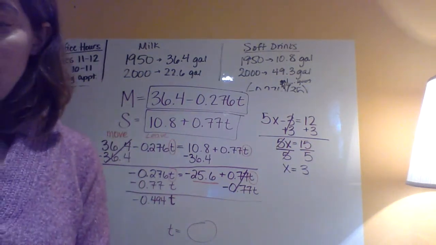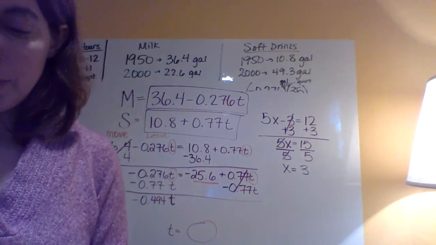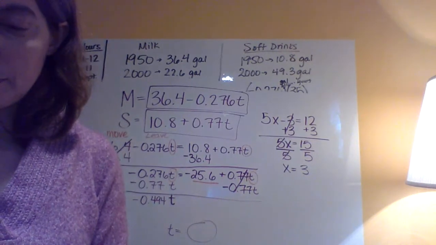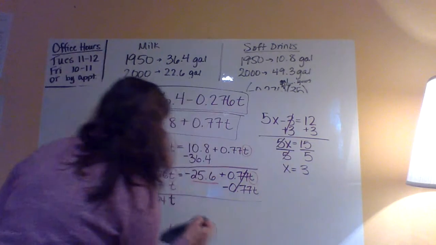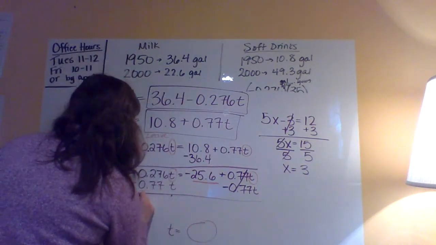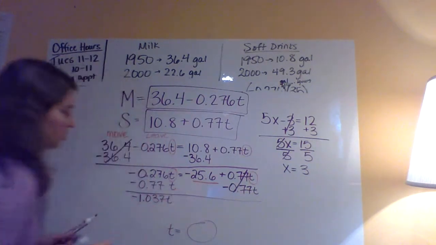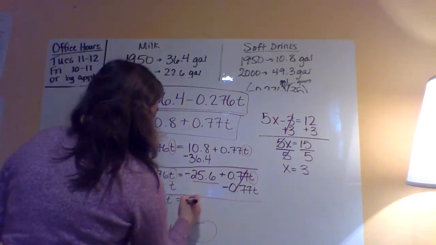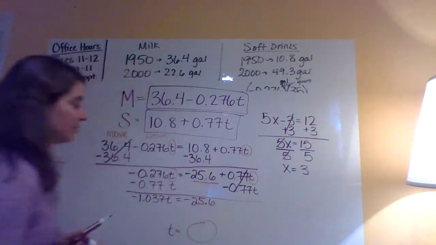Oops, you know what? That's not right. That didn't seem right to me. I forgot my negative. So let's try this again. That looks better. Negative 1.037t. So make sure what you put in the calculator is right. And I have negative 25.6 over on this side.